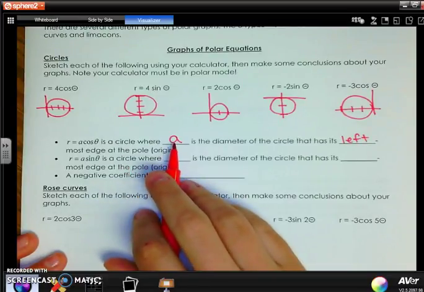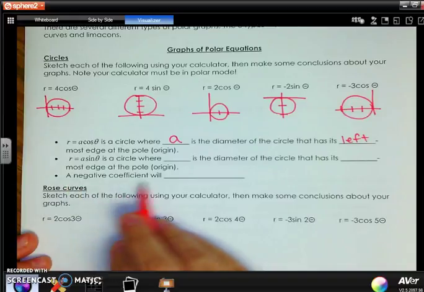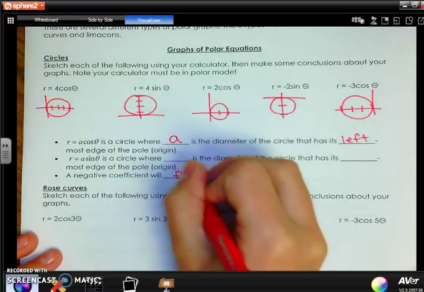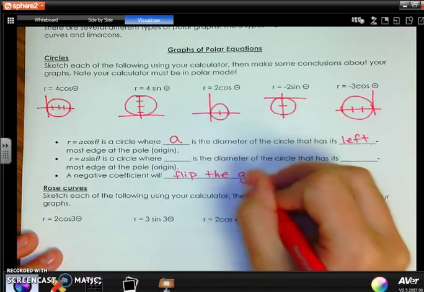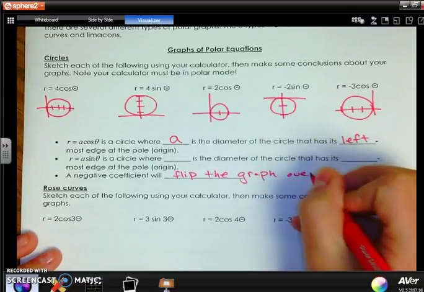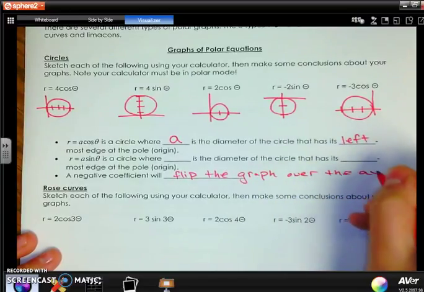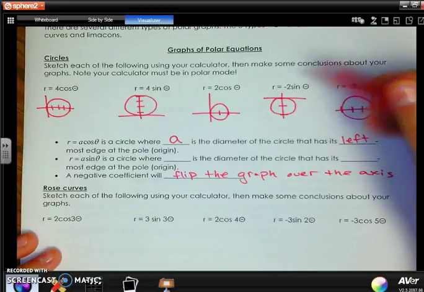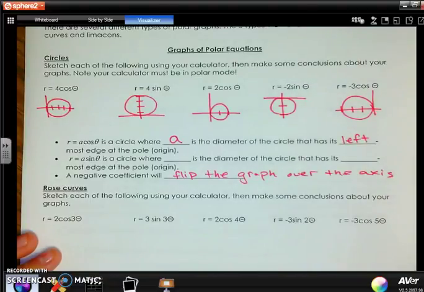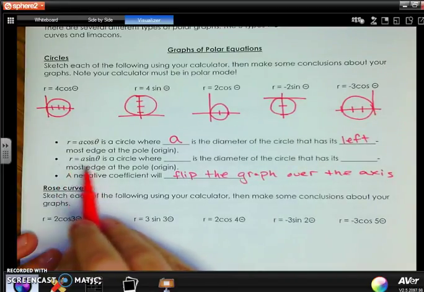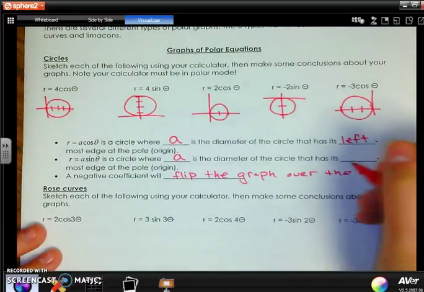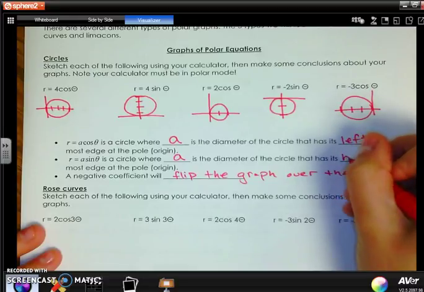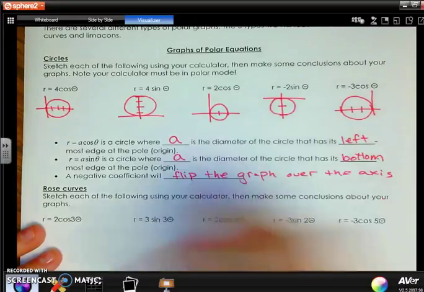Notice, though, when a was negative, a negative coefficient will flip the graph over the axis. I'm just going to say axis because notice that if it was a sine graph, it'd flip it over the x-axis, and if it was a cosine graph, it would flip it over the y-axis. Okay, and notice when it was a sine, a was still the diameter, and its bottommost edge was at the origin.